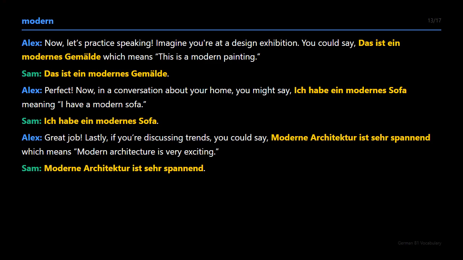Great job. Lastly, if you're discussing trends, you could say, Moderne Architektur ist sehr spannend, which means modern architecture is very exciting. Moderne Architektur ist sehr spannend.